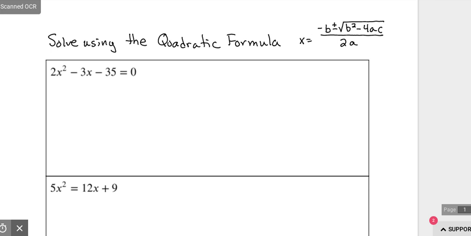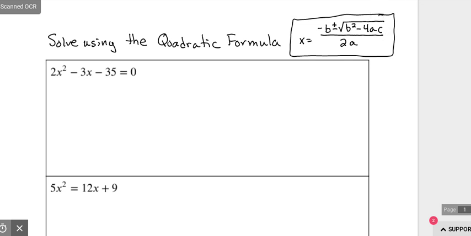Hey guys, I wanted to give you a little help video for using the quadratic formula. I'm going to go through three of these with you. Let's go ahead and start with this first one. We're going to be using the quadratic formula, so you can see the formula up here in the upper right corner.